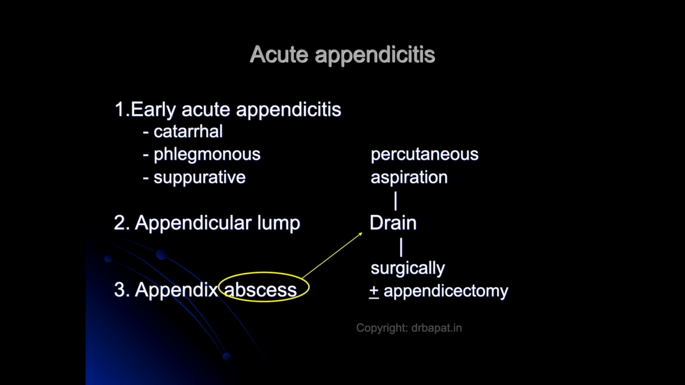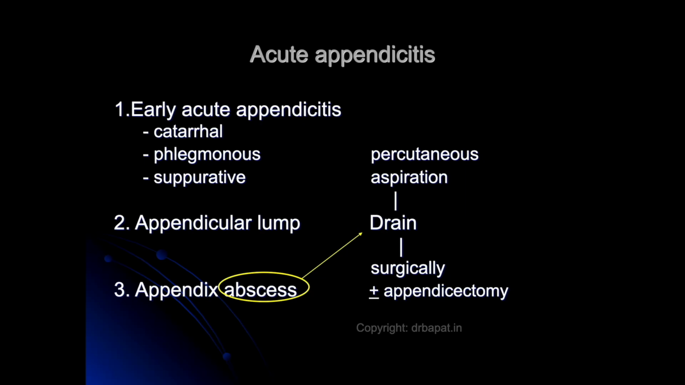The standard of care for appendix abscess is drainage of pus, either percutaneously or surgically. When drained surgically, appendicectomy also may be carried out at the same time. There are two schools of thought here again. Many surgeons prefer to only drain the pus, leaving the appendix behind at that point of time, whereas others knock off the appendix at the same time. Personally, I prefer to perform appendicectomy at the same time as surgical drainage of abscess.